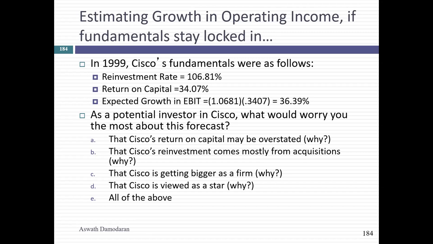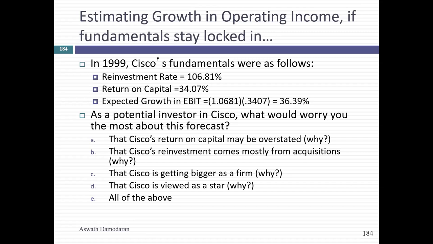So that half the game is done, right? They're reinvesting a lot. But what made Cisco so impressive as a company in 1999 was their return on invested capital was 34%. They were pulling off a trick that very few companies can pull off, which is to reinvest a lot and reinvest well at the same time. Now you can see why they were a star company. You take the product of those two numbers, the expected growth rate you get is 36%. And here is a cautionary note. In 2000, they were a star company. That's what the numbers look like.